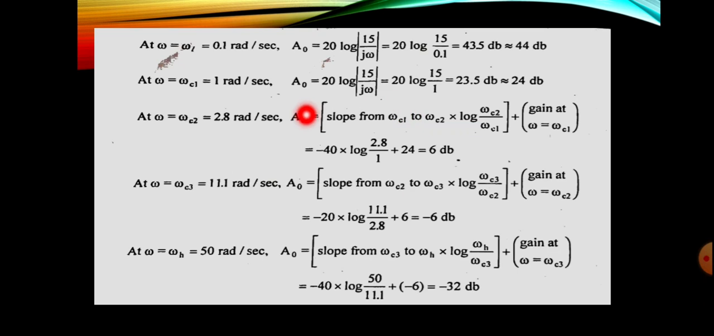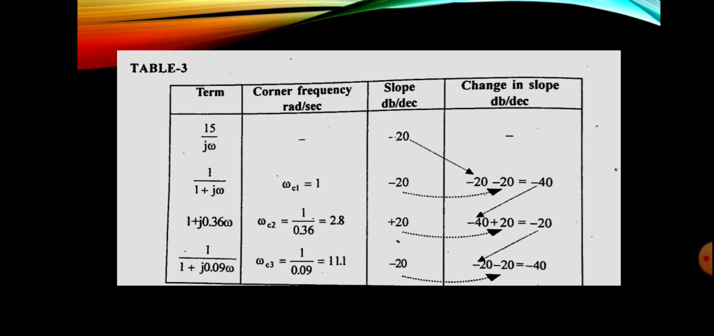So the procedure is the same. For the first two readings you use the equation 20 log 15 by j omega, and you can simply substitute for omega. So you will get different gain values like this. For the next reading you have to find the slope from omega. Here you are using omega c2, so you have to consider the slope from omega c1 to omega c2, and that value is obtained from here, that is minus 40.